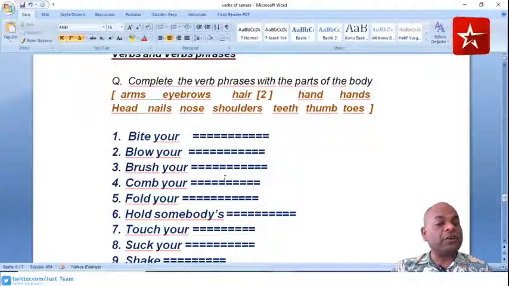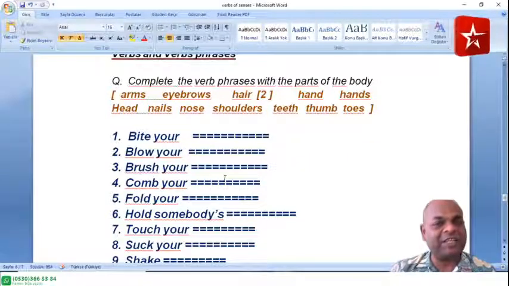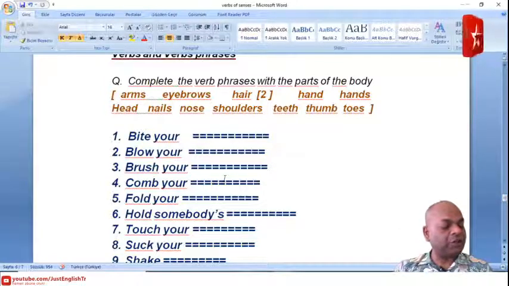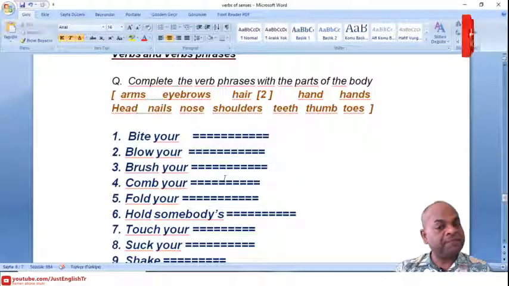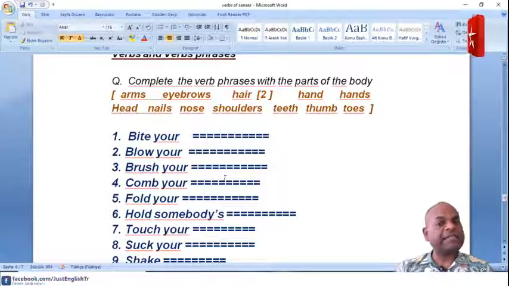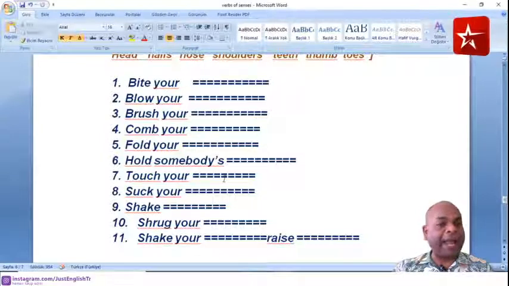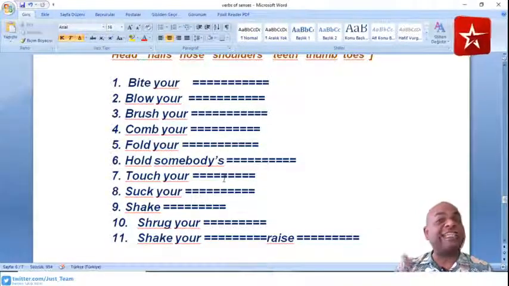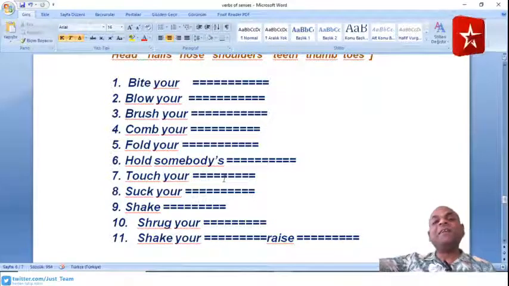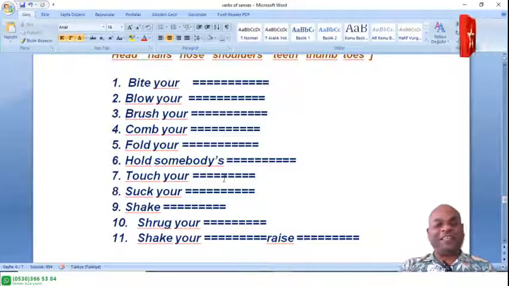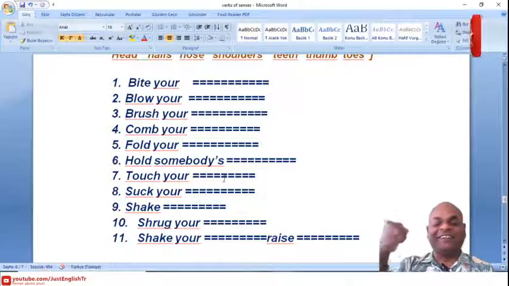Now let's go to number 5. Fold your... What's going to be the answer? Fold your arms. Oksana and Laila, well done, giving the right answer. My darling students of upper intermediate, well done.